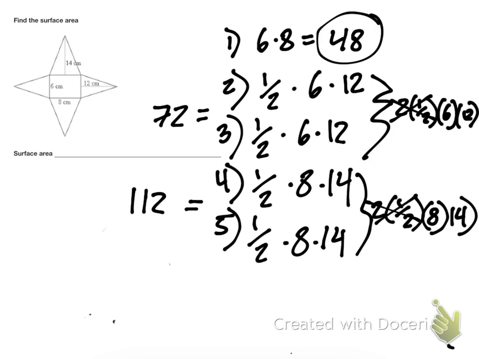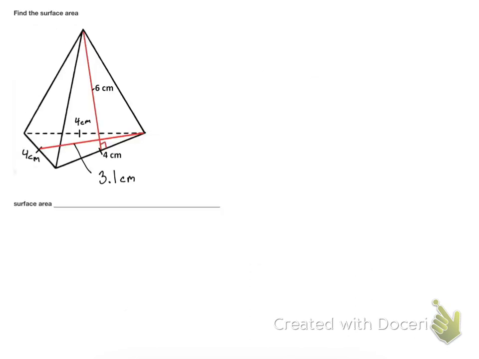What is the answer? Who can tell me? Excellent. 232. I'm sure Kyle and Melanie had it. So our surface area is 232. Now, here's a different shape.